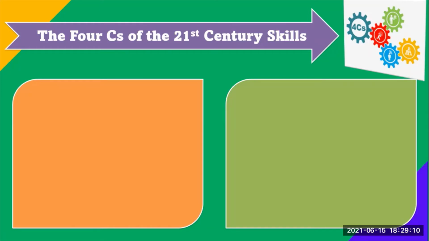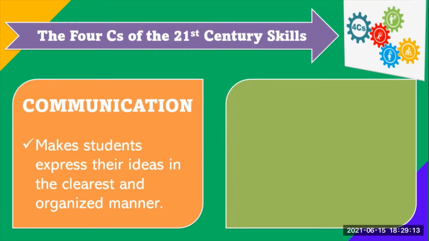Okay. The next C here is what we call communication. Communication makes students express their ideas in the clearest and organized manner. In a way, the children now are very expressive, no? But then again, the problem here is that there are a lot of issues nowadays. Many millennials are communicating, expressing their ideas, and the ideas are very clear and organized at the same time. But then again, it lacks something. It lacks manner, somewhat like that. Through varied modes, face-to-face, technologically mediated, or a blended medium, they need to know how to efficiently and clearly convey ideas.